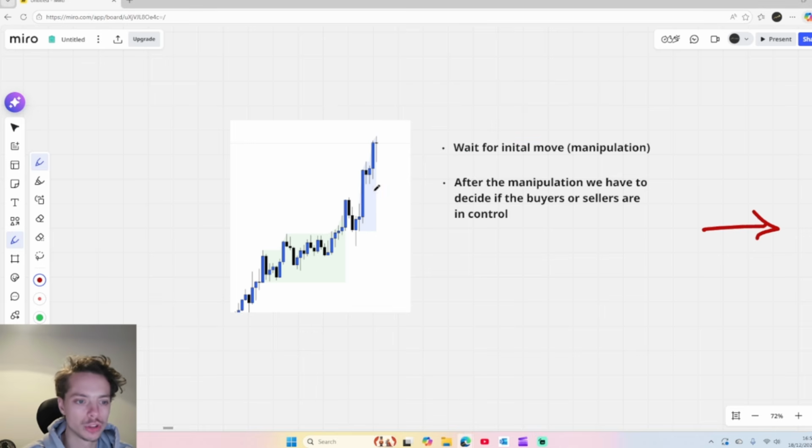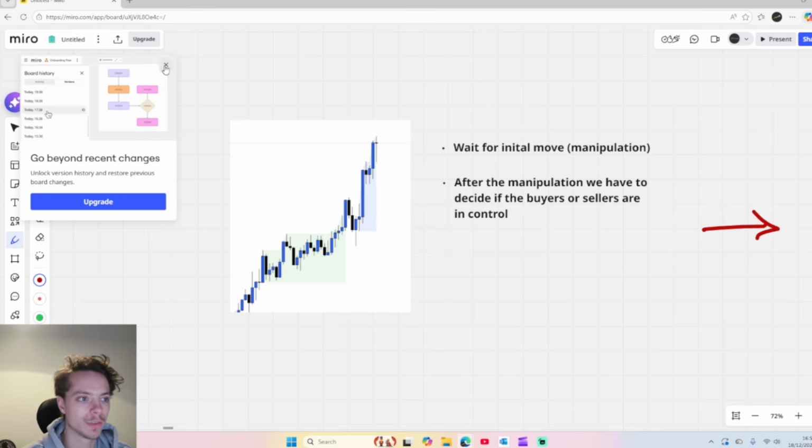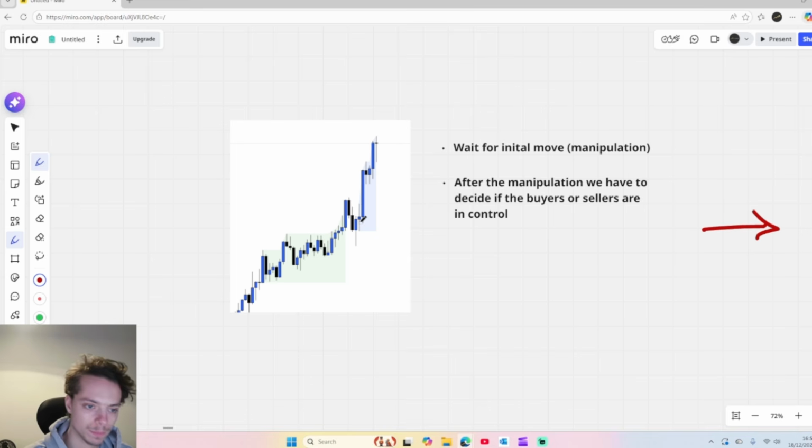Now, most people when they're trading the London session, as soon as anything happens, they want to trade straight away. They want to try and predict what goes on. The whole part of this strategy is we're not predicting what goes on. We're waiting for something to happen, and then we're going to catch it based off the volume from that move. So step one, wait for the initial move.